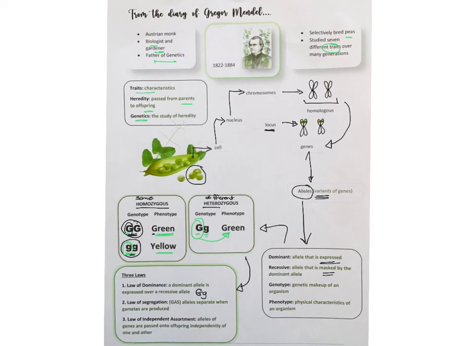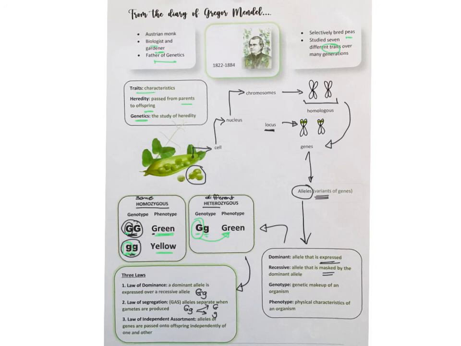The second law, which I nickname as gas, is where Mendel says that alleles have to separate or segregate when gametes are produced. So in each gamete, let's say for example sperm, we will have one of each allele, because the father, for example, can only give one of the alleles to the offspring.